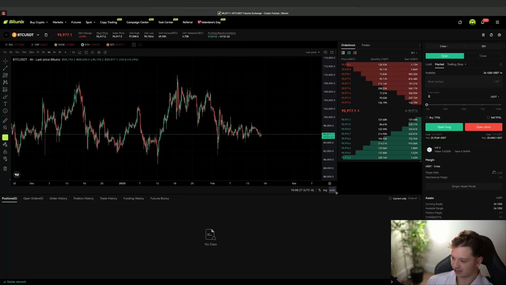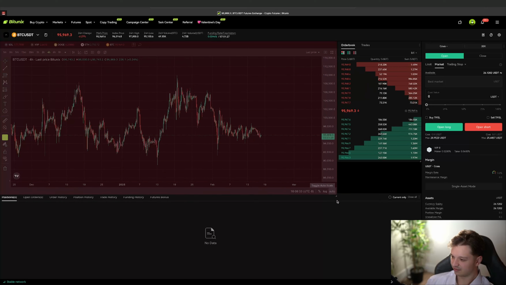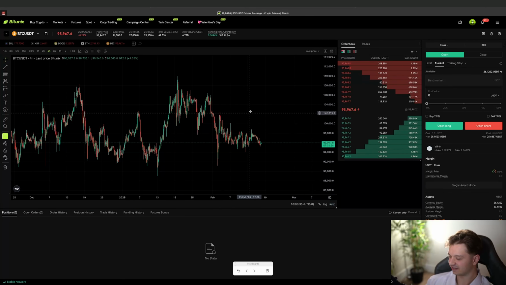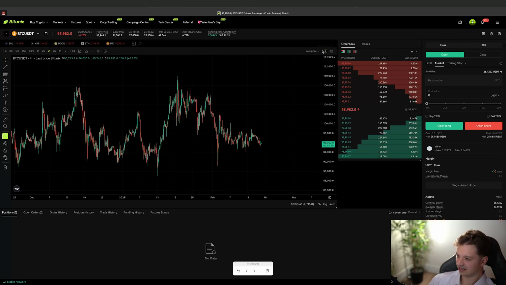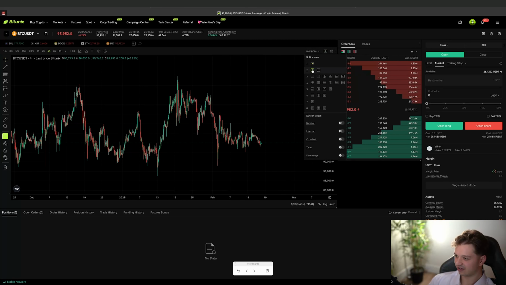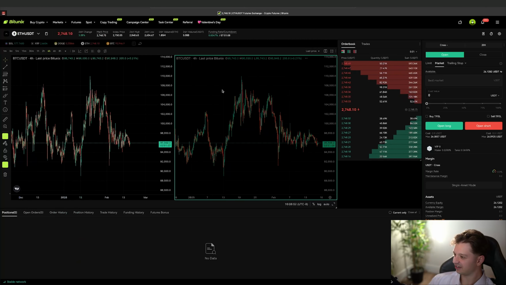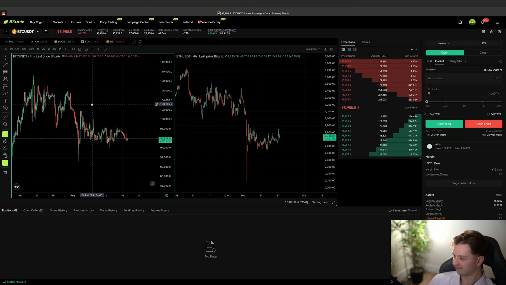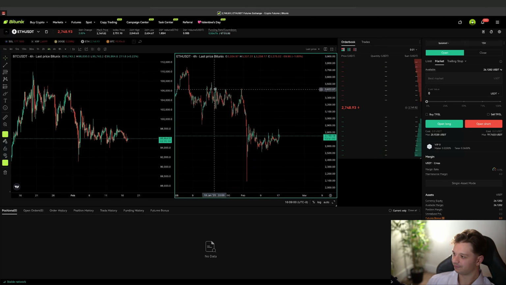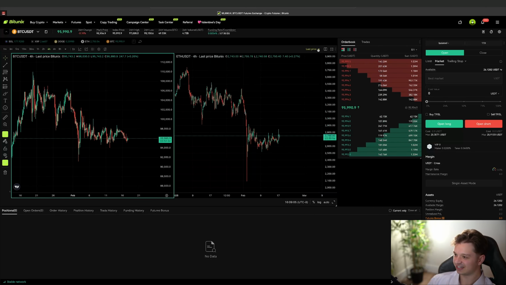So the first thing I want to note here is you can make the chart as big or as small as you want. Personally, I like it to take a majority of the screen, so I'll leave it like this. Now on the chart itself, you can actually select the layout and put multiple different charts on the screen. So you can have Bitcoin here, and then if you select this chart, you can put Ethereum on this side. This is great if you're trading both of these coins and you want to be informed on their price at the same time. You can actually select up to 8 different charts at the same time, which is pretty crazy.